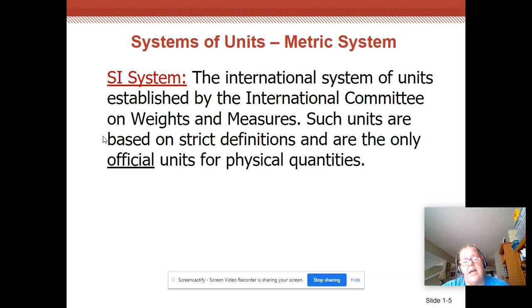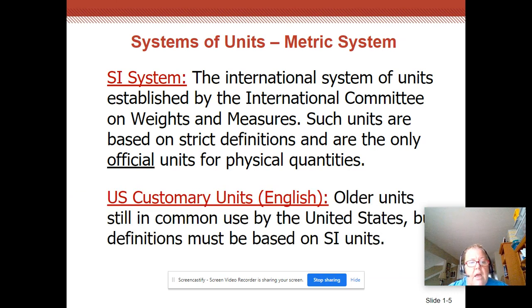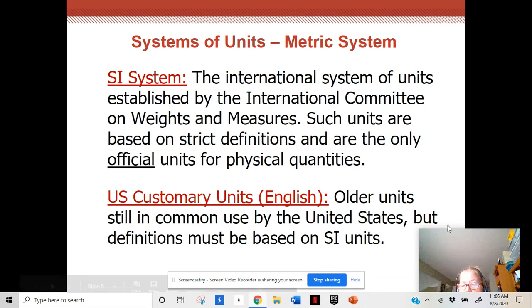So SI, which is again the metric system, is the International System of Units. And again, it's based on quantities of 10. Customary units are the older units, and these are units that have been used, that we use as well.